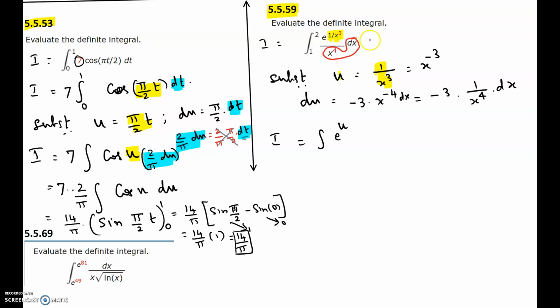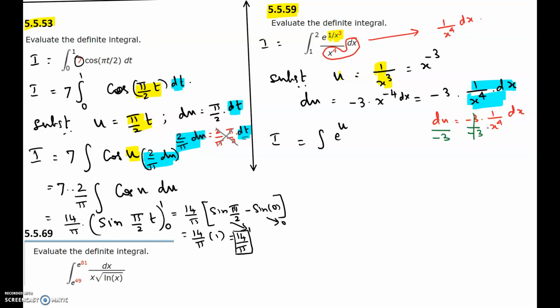So 1 over x to the power of 4 dx occurs here. So we are going to divide this expression du. So du is negative 3 times 1 over x to the power 4 dx. In order to isolate 1 over x to the power 4 dx, you are going to divide both sides by negative 3.